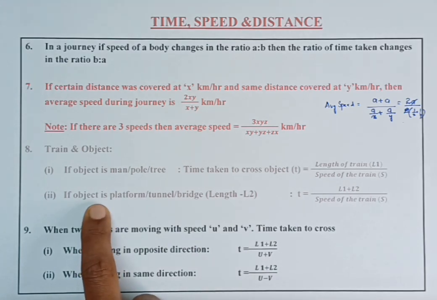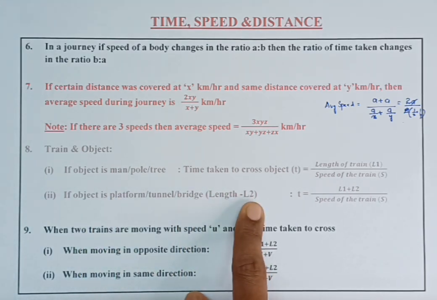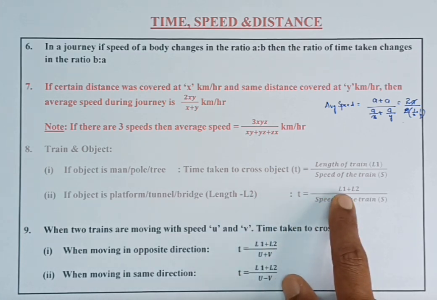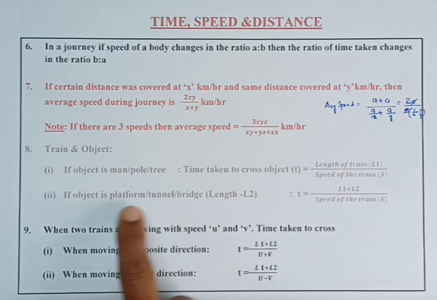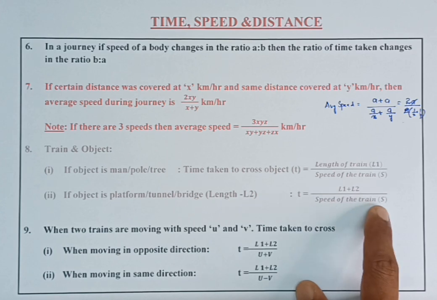And when the object is platform or a tunnel or a bridge having length L2, then the time taken will be the sum of the distance of train, length of the train and length of this platform. That is L1 plus L2 by speed of the train S.